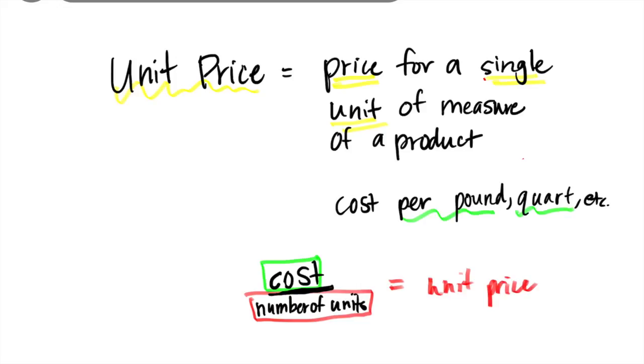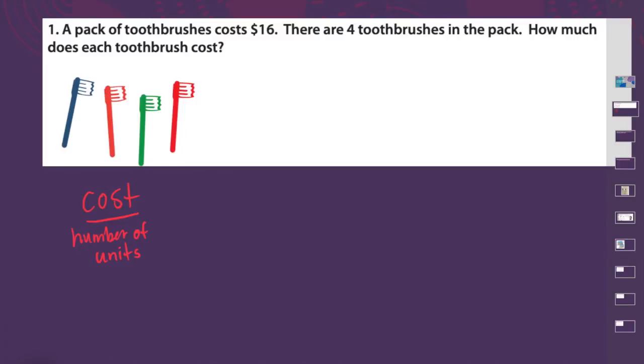So we're going to look at some of these examples together. So just remember that cost over the number of units gives us the unit price. So let's look at this first example together. It says a pack of toothbrushes costs $16. There are 4 toothbrushes in each pack. How much does each toothbrush cost?